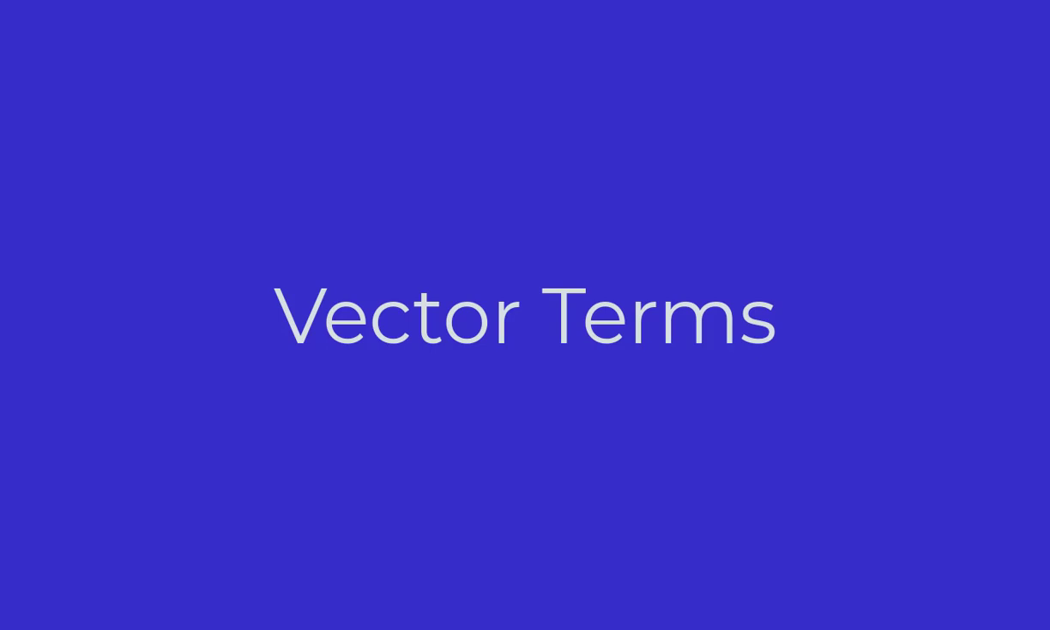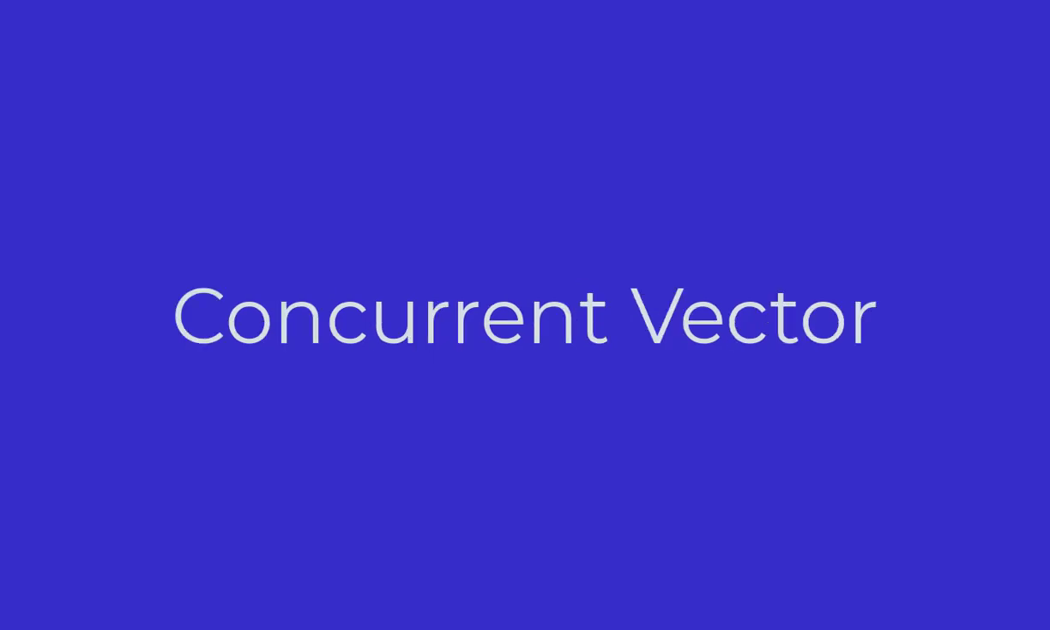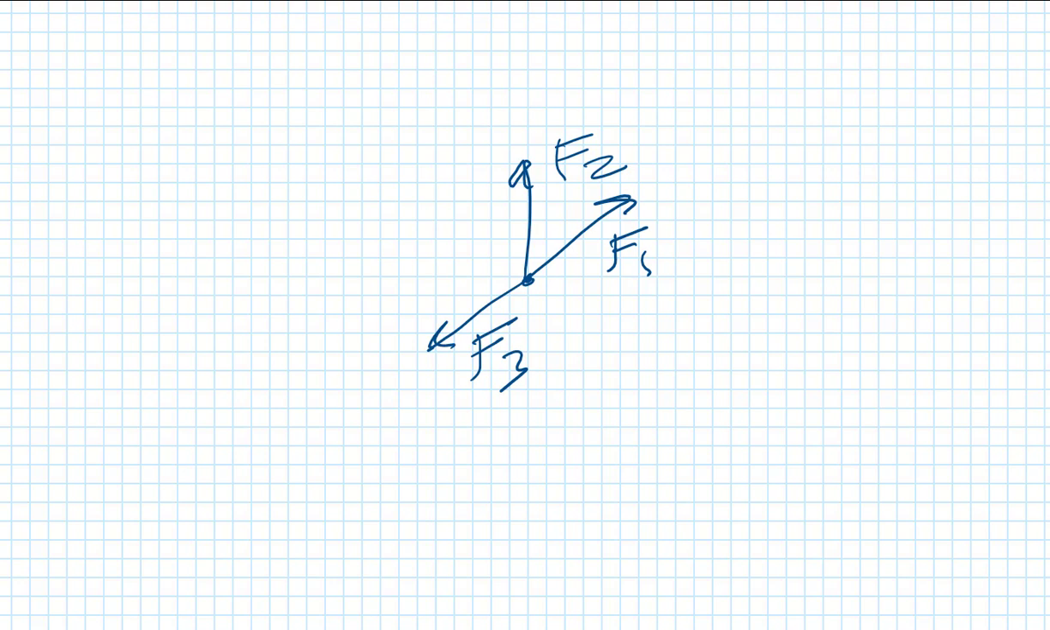When we talk about vectors, we've got to discuss some terminology that we're going to be using. The first term is what we call a concurrent vector force. What this means basically is that it is a point that is acted on by multiple forces. So let's say I've got a point here and I've got a force 1 here, a force 2 here, and then a force 3 here. They all act on the same point, and that is what concurrent vector forces are.